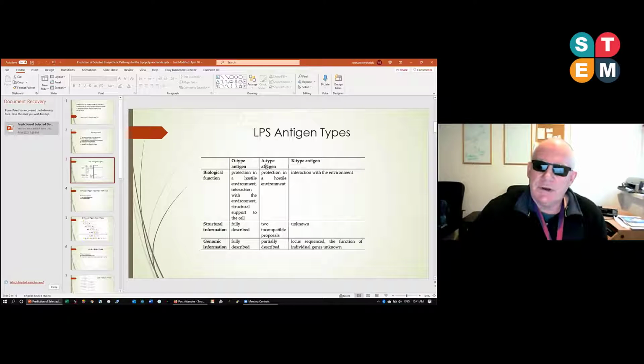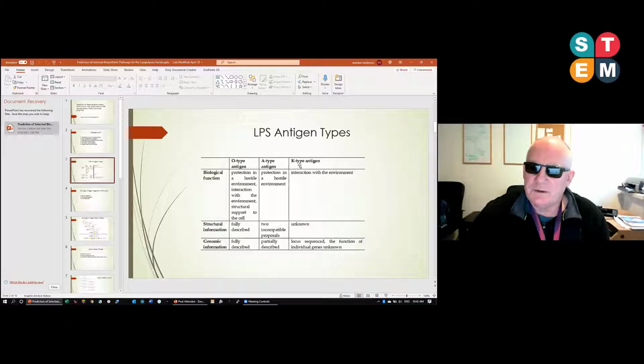So for the anionic type of antigen, we know that it is protecting the host, okay? Regarding the structure, essentially, there are 2 proposals for what the structure might look like. Each group is saying that theirs is the best, and frankly, there is no agreement, so we cannot say the structure is known. And the genomic information is partially described. Not all the genes are known, and not all the regulations are worked out.